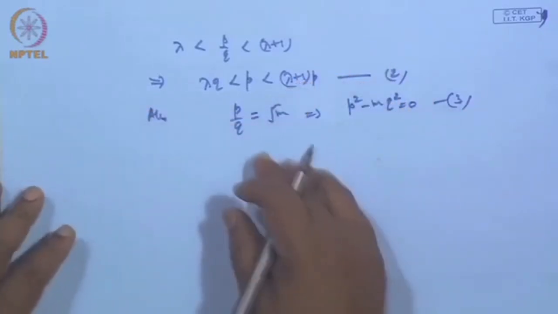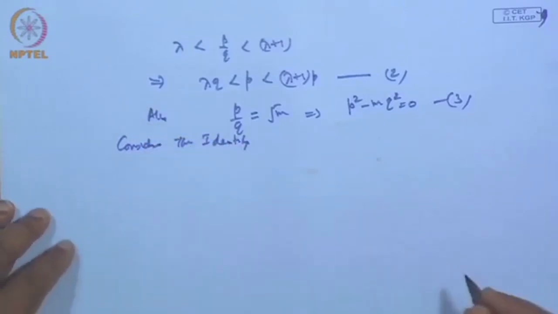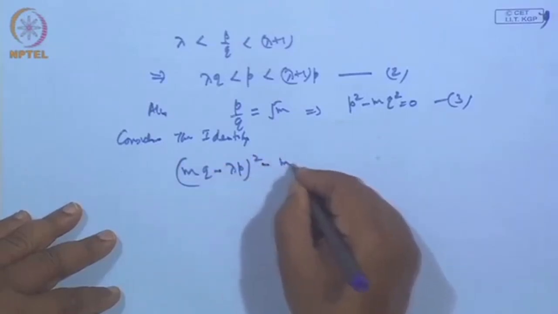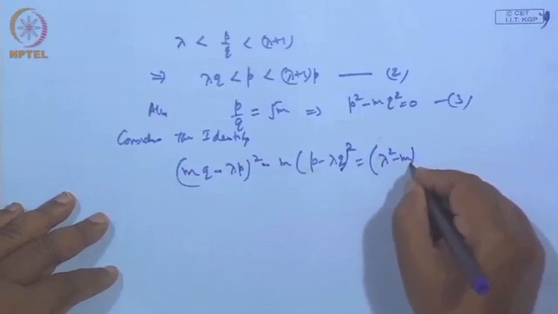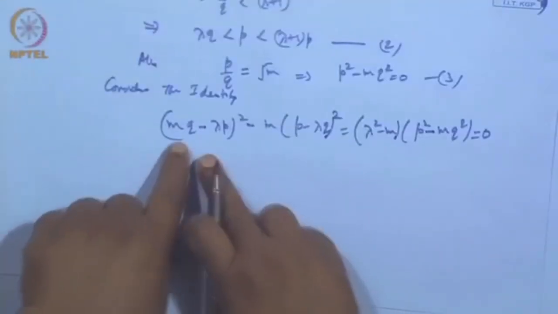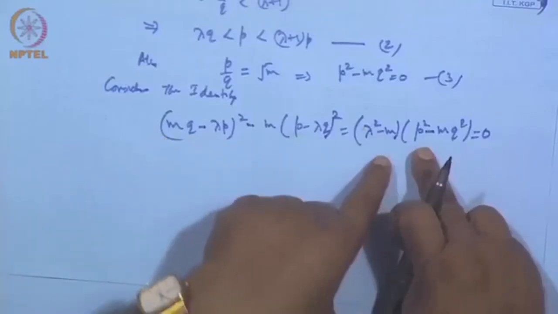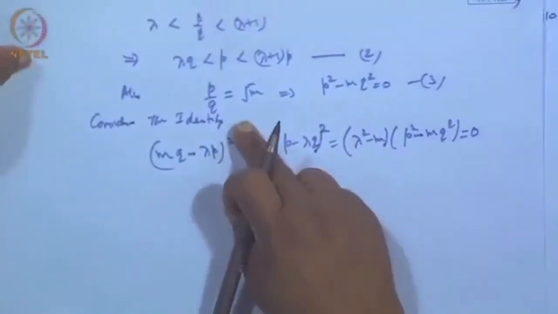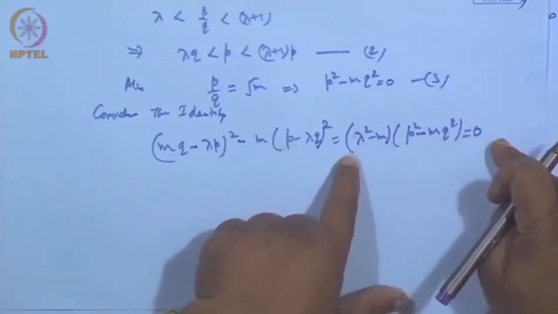With the help of this, consider the identity. You just verify: m q minus lambda p whole square minus m times p minus lambda q whole square. You will see the value of this comes out to be lambda square minus m, times something, which is 0. I open it and rearrange it in this form, but lambda square is m, because p square minus m q square is 0. So, this part is 0, which means the total thing is 0.